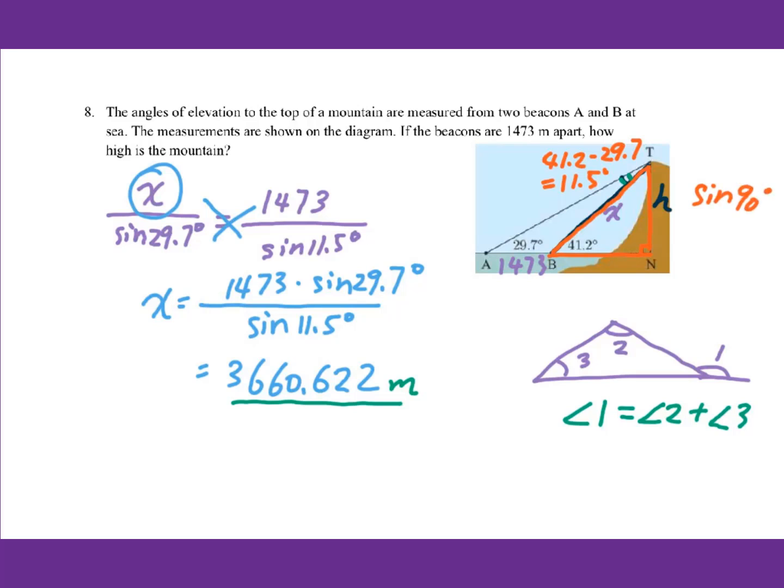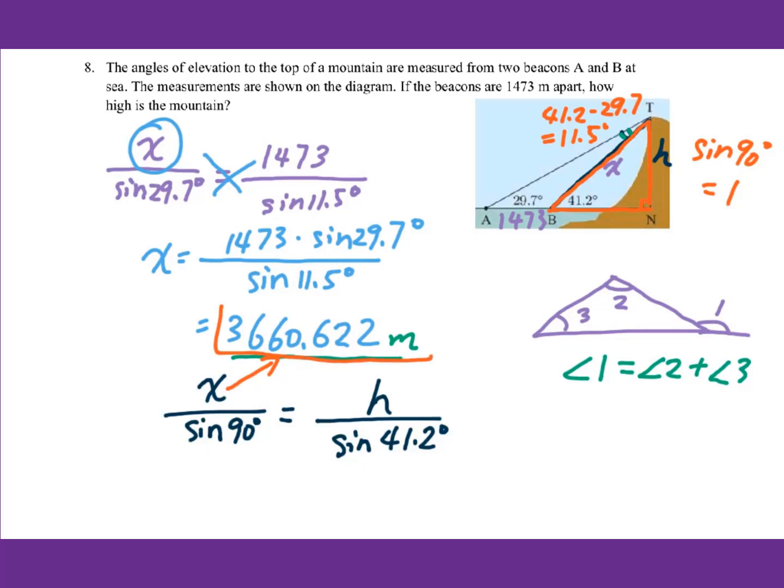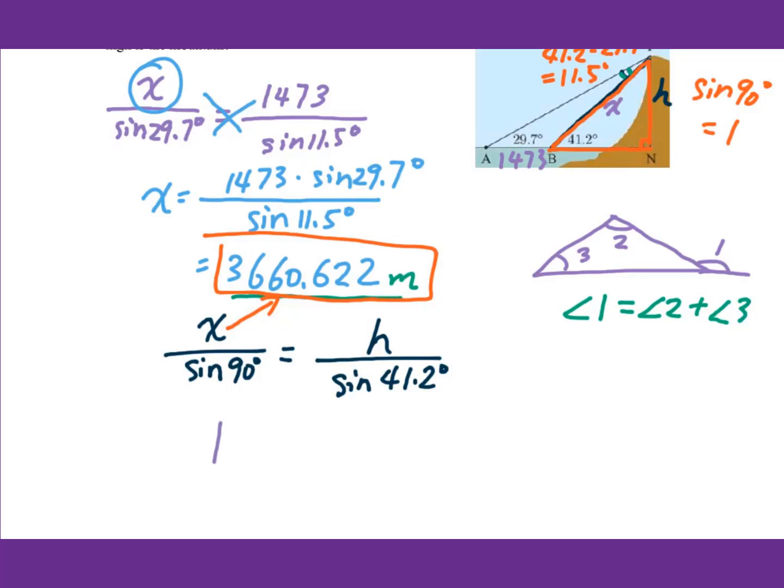Sine 90 degrees equals 1. Sine law is much easier than SOHCAHTOA. So we got x over sine 90 degrees equals h over sine 41.2 degrees. For this, x equals this one. So we need to plug in. We got h equals sine 90 degrees go to denominator.